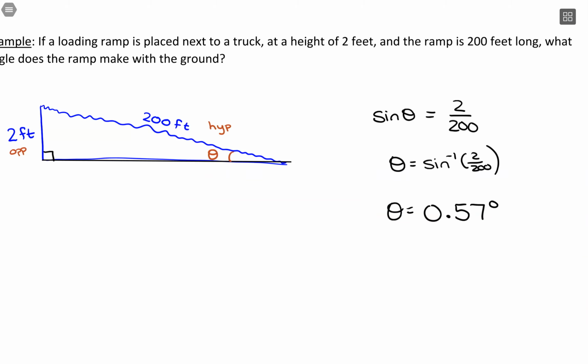degrees, which makes sense. I mean, that's so small, but think of the comparison. This is a super long ramp with a very short height. I should have stretched that drawing way out further, and that would make a teeny tiny angle. So it's a very low grade ramp that they're going up and down there.